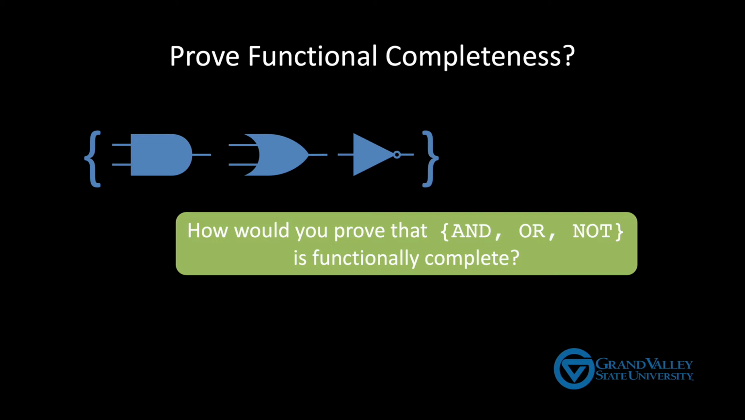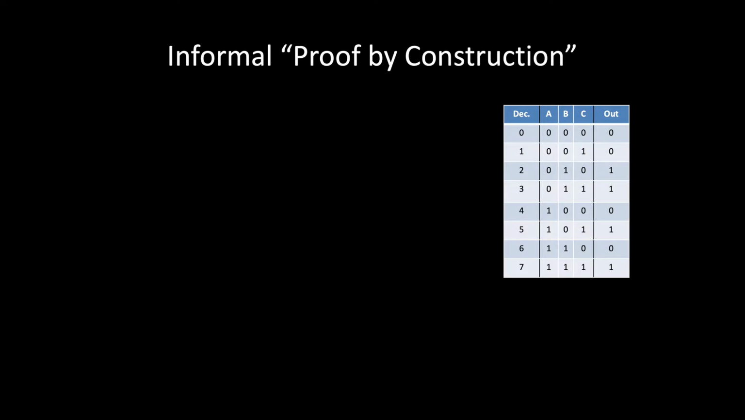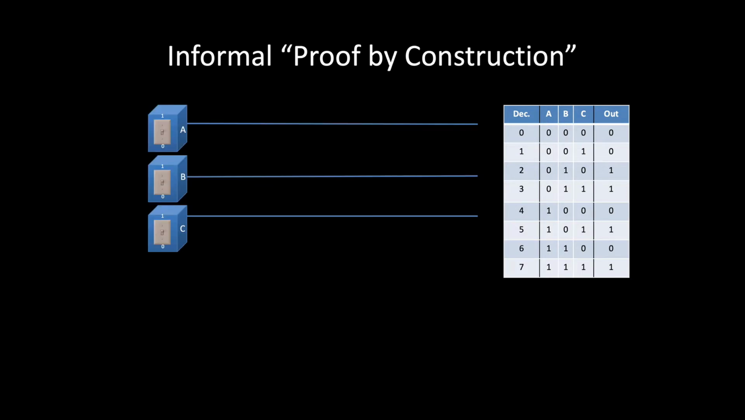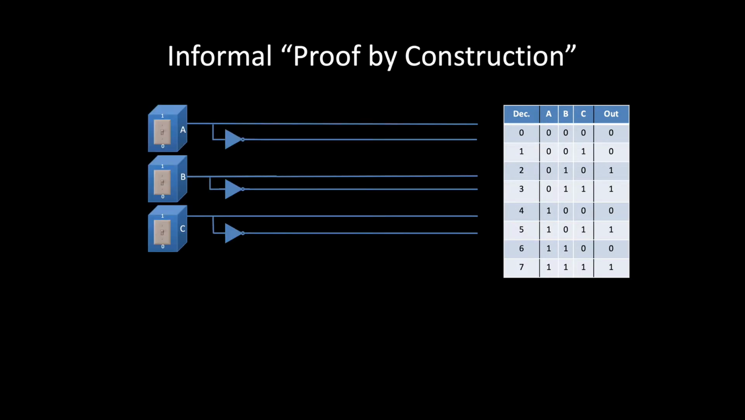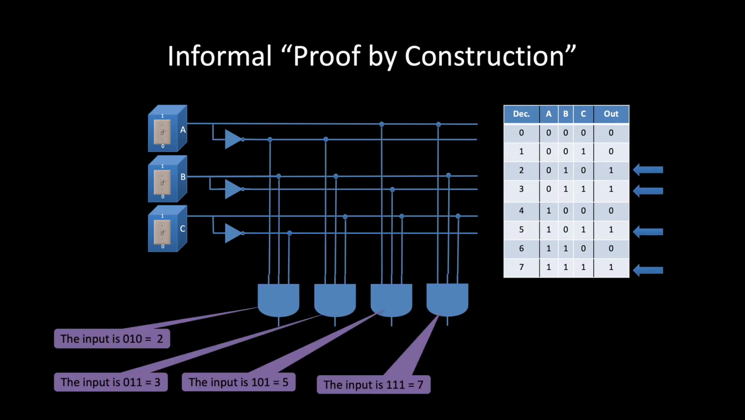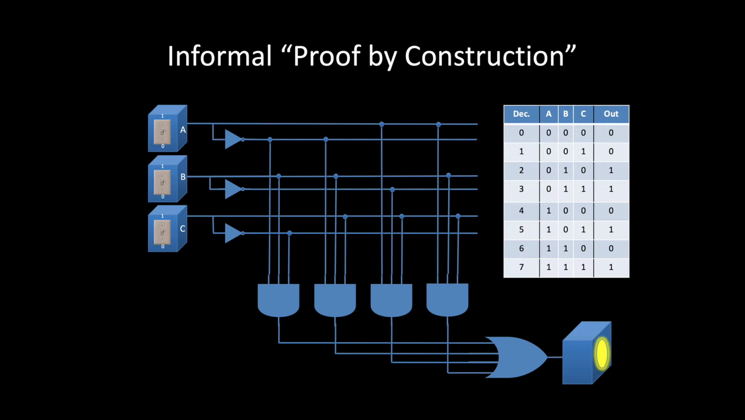In some sense, we've already done that. Video 1 gives an algorithm for creating a circuit from a truth table. Remember, we started with the inputs, and then we added the not gates. And for each row of the truth table that's a 1, we put in an AND gate, and then we connect them all with an OR gate. This algorithm is an informal version of what mathematicians call a proof by construction.